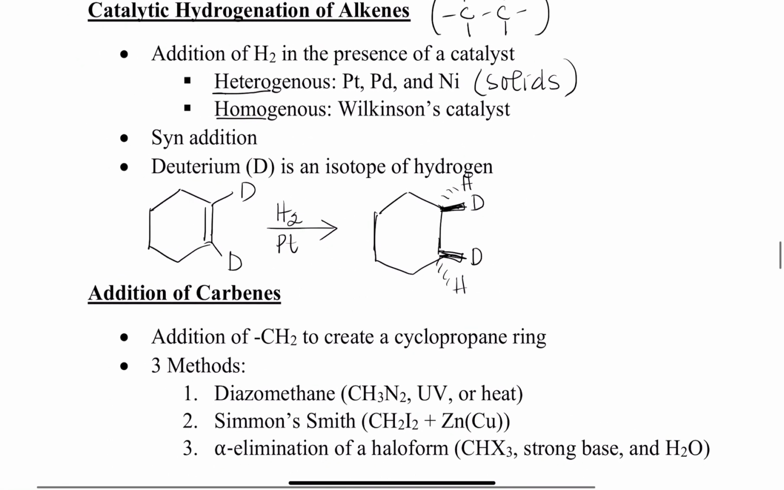Again, the catalyst could be platinum. We could even have nickel on here. But that is catalytic hydrogenation of alkenes. I will go over the structure of Wilkinson's catalyst just because underneath the arrow, we might write Wilkinson's, or we might draw the actual structure. Just know that it's really big and bulky.